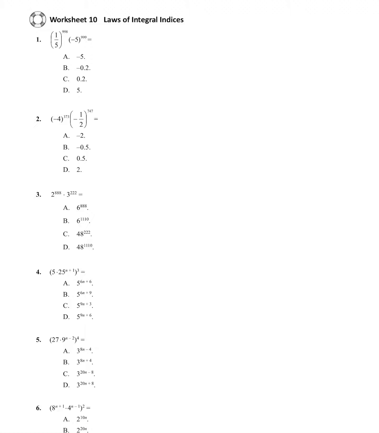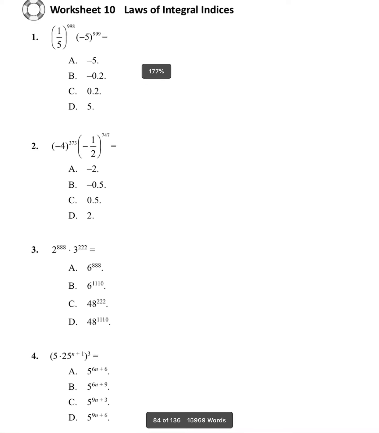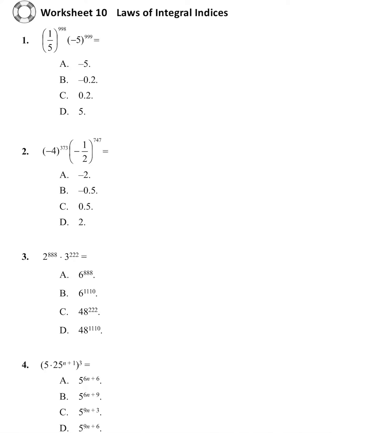For index questions, the harder ones are questions 1, 2, 3, where you have to actually think about how you manipulate the powers so that they become the same. In the case of number 1 and number 2, you make the number the same. So what we're gonna do is, for the 1 over 5 to the power of 998, we are not gonna do anything about it.